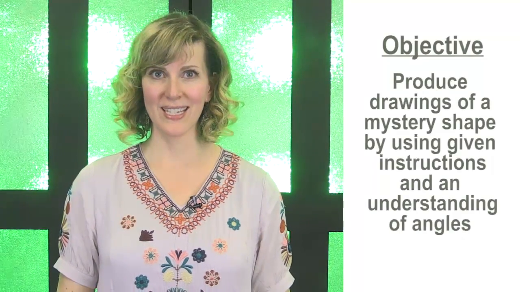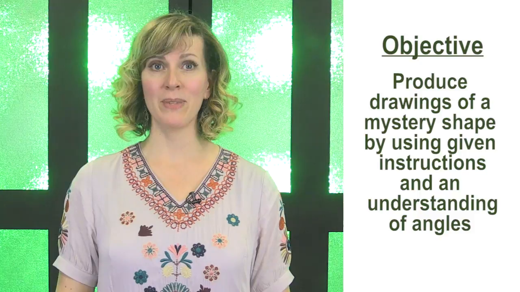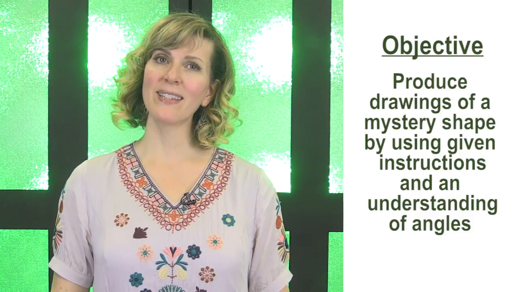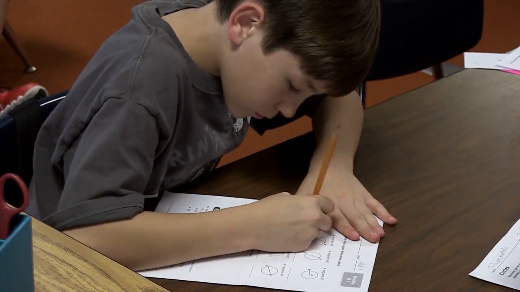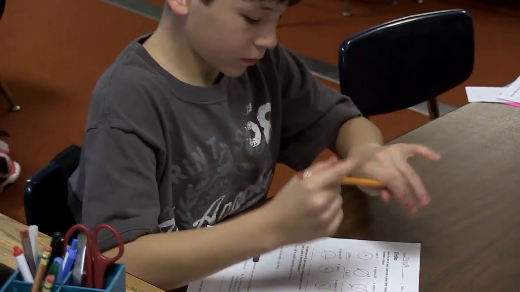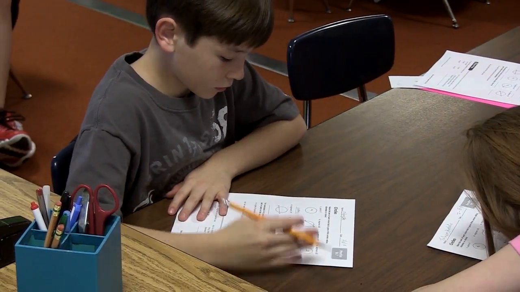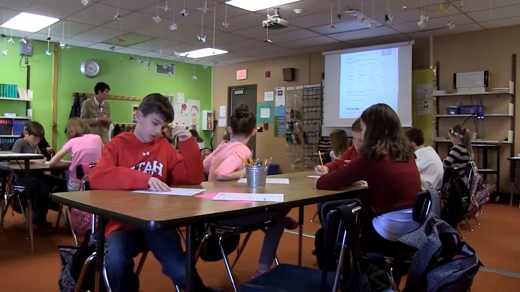The objective of this lesson is to produce a drawing of a mystery shape by using a set of given instructions with their understanding of angles. Students should be able to describe and reason with others about the mystery shape using their knowledge of angles, turns by degrees, and length of lines.